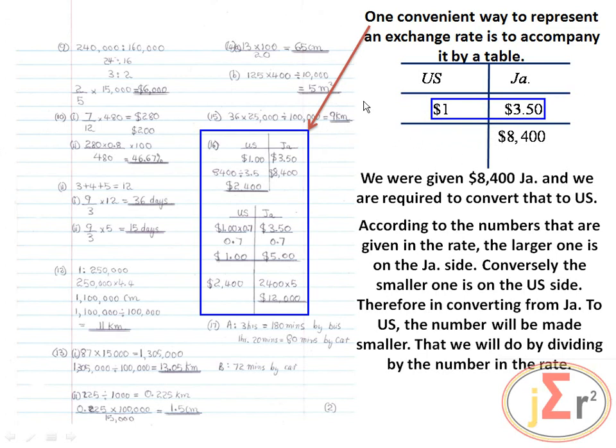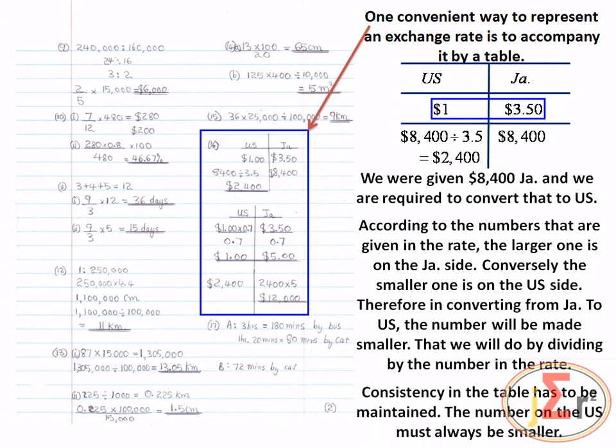Therefore, we will divide 8,400 by 3.5. And what is the result? That turns out to be $2,400. Consistency in the table has to be maintained. As a matter of fact, that is why we use a table. The number on the US side must always be smaller.